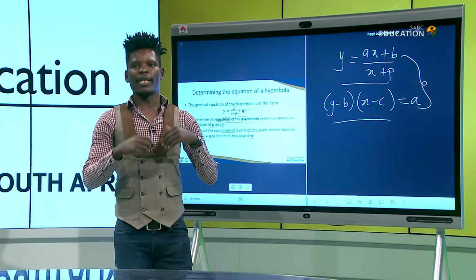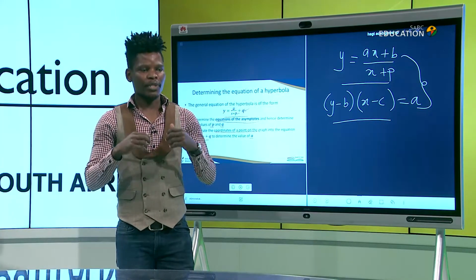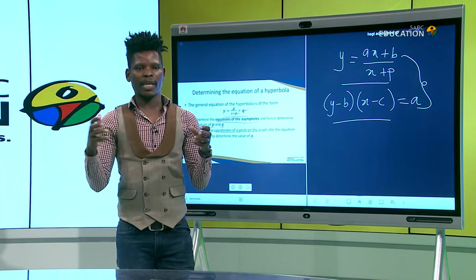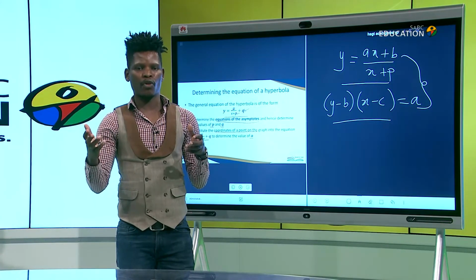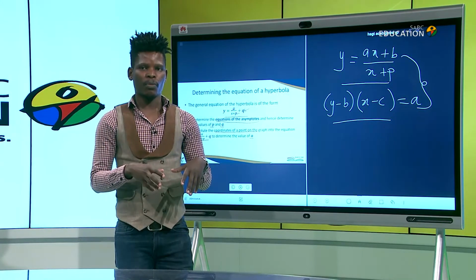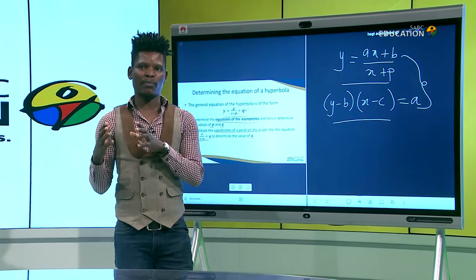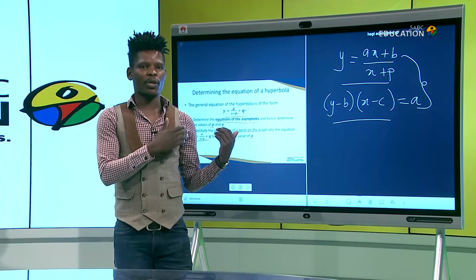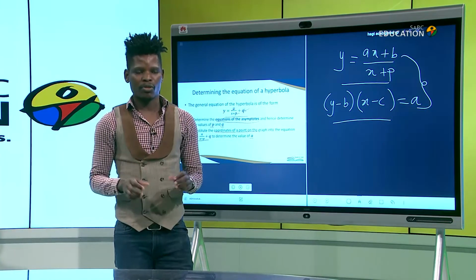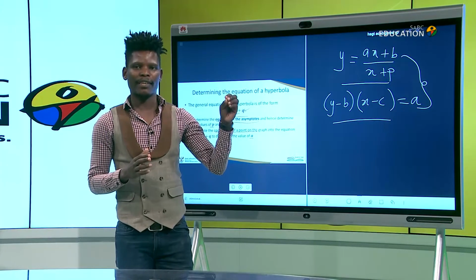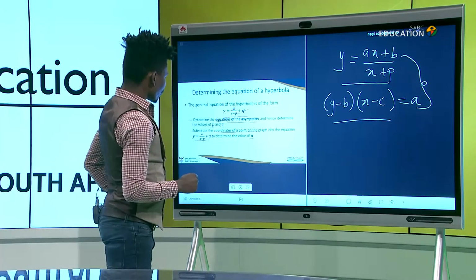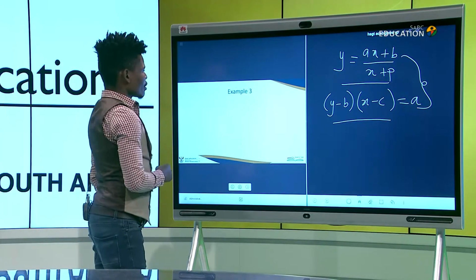Sometimes when they ask you to determine the equation of the hyperbola, they will give you the value of A. And then from the graph, you can either get the value of P or the value of Q. So if you cannot get one of them from the graph, it means that you'll have to calculate it the way you would calculate A if it was not given. So that is a case where they've actually given you A, but they don't give you one of the asymptotes. All right, so now let us look at an example.